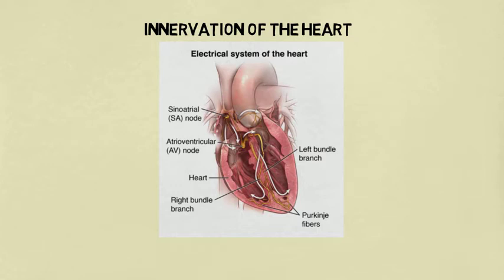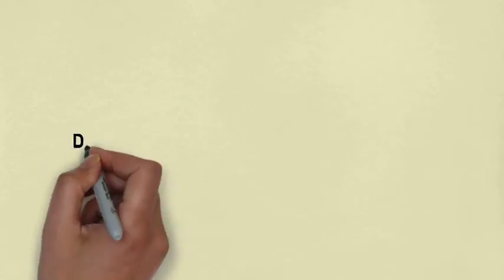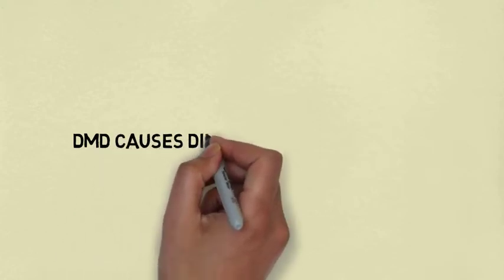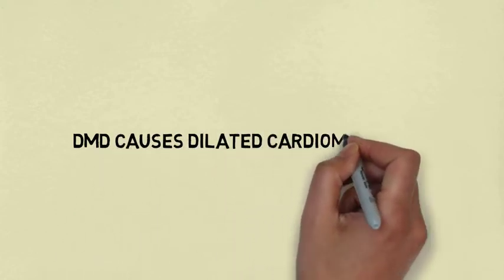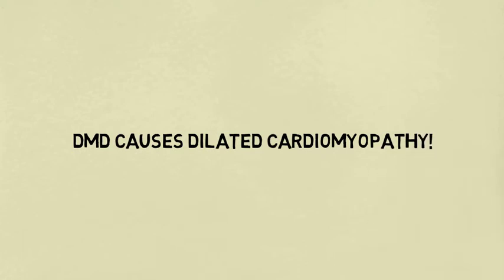are slowed down for a very short period. Then they continue down the conduction pathway via the bundle of His and into the ventricles. The bundle of His divides into right and left pathways, called bundle branches, to stimulate the right and left ventricles respectively and cause them to contract. This overview of how the heart functions allows us to take a closer look at how DMD causes cardiomyopathy.